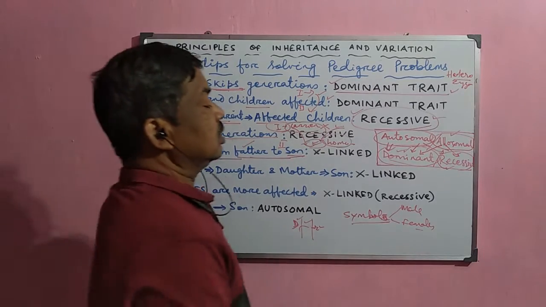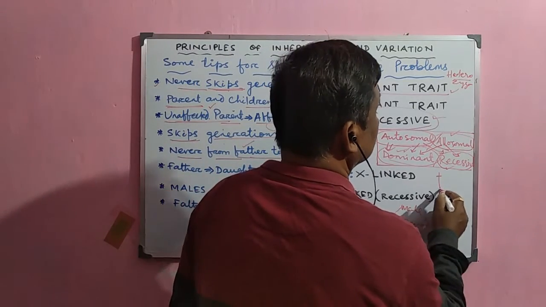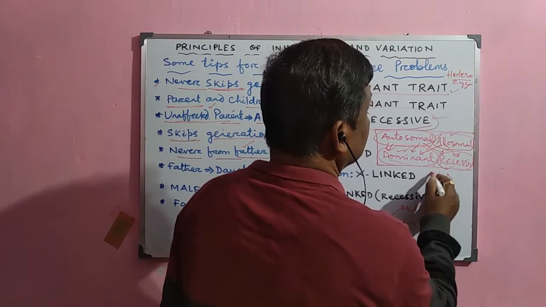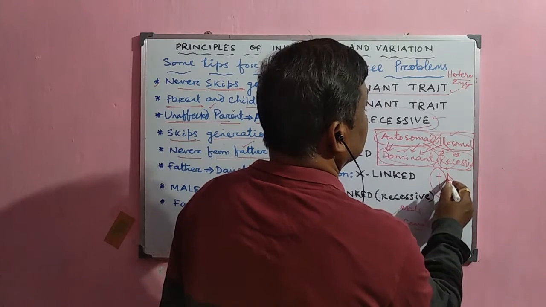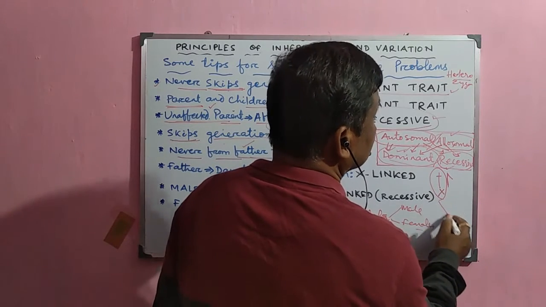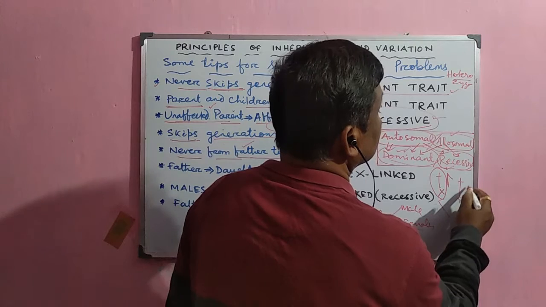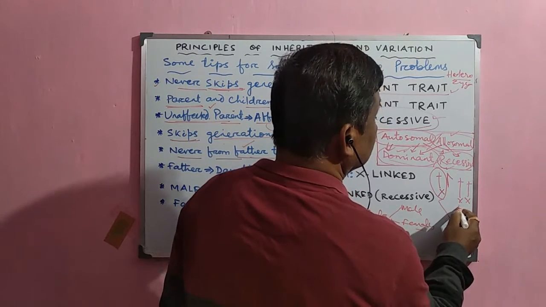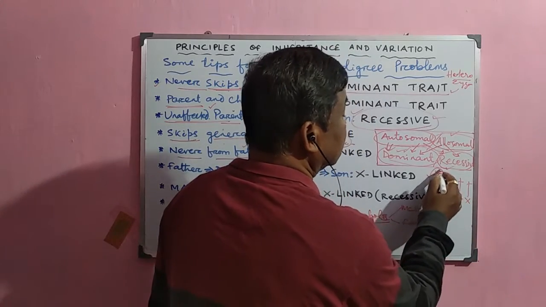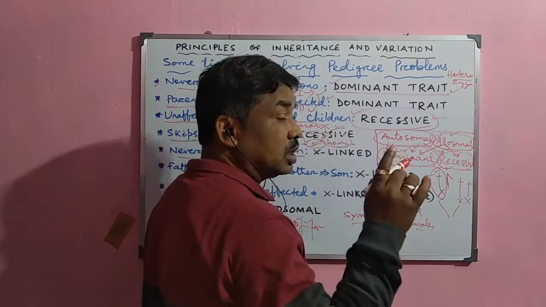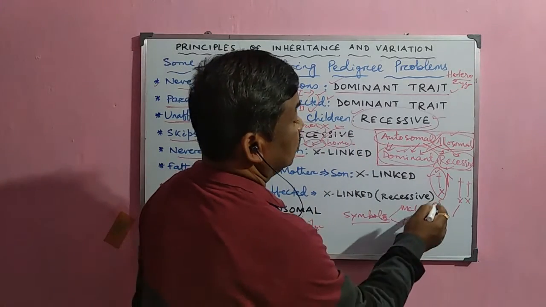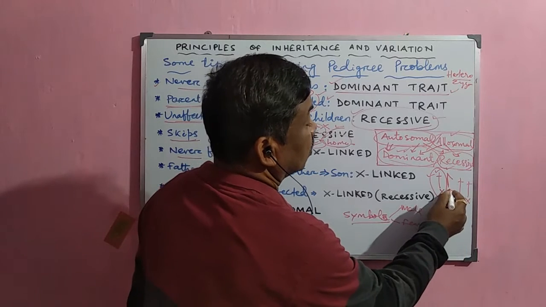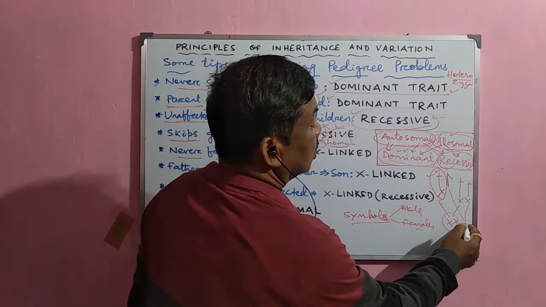Because the father has one X chromosome and another, the Y chromosome. So that is why the father's X chromosome never goes to the son, because it goes to the daughter only. So if this X chromosome contains any defective gene or disorder gene, then it will normally be transmitted to the daughter, not to the son, because the son receives the Y chromosome, not the X chromosome.